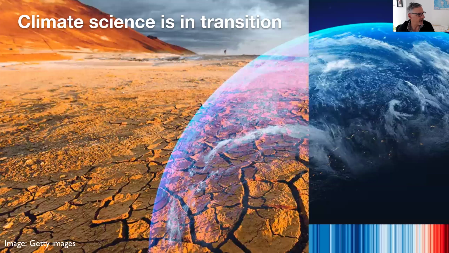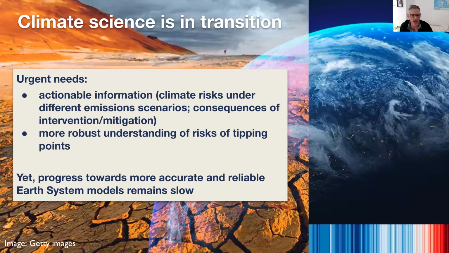I've couched this in the context of land models, but really the whole climate science endeavor is in transition. We've gone from building our system models to try to understand whether climate change is happening, to these more urgent, more pressing and more difficult needs for actionable information, which I've already mentioned: climate risks under different emission scenarios, the consequences of mitigation. In addition, really understanding the risks of tipping points continues to be a really important part of Earth system and climate science, and even more important as we have established that climate change is happening. Now we really need to have advanced warning of potential tipping points.